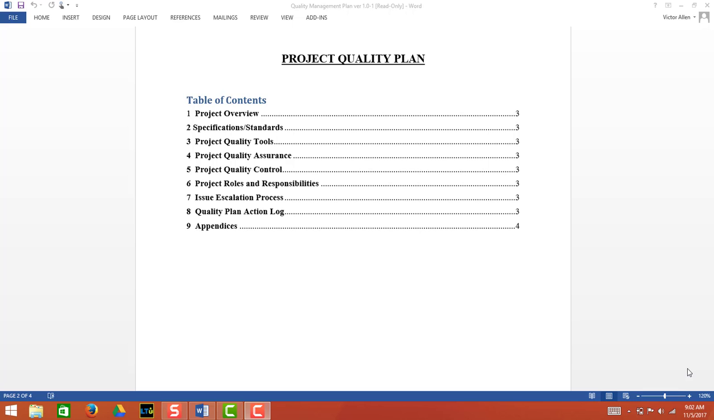A project that completes on time and on budget with poor quality is generally considered a failure. Don't let your project fail. Always develop a project quality plan, no matter how big or how small your project.